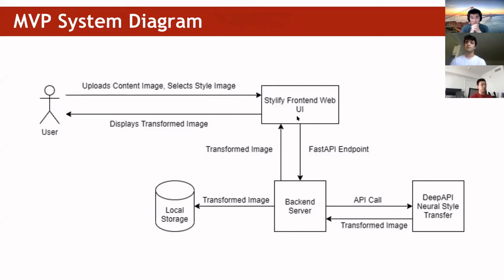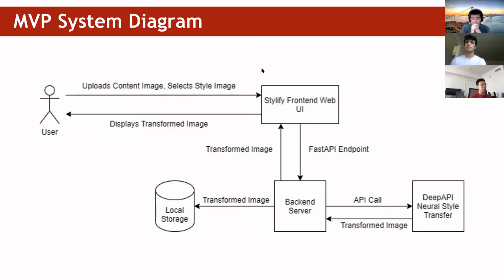And then every time you click the button on the UI to upload an image and choose a style, that's going to make a request to our backend server. And then the backend server is going to make an API call to the external neural style transfer API, and that's going to reply back the transformed image. And then the backend server is going to first store the transformed image into local storage, in this case, just our local file system, and then reply back to the front end with the transformed image, and the front end will then be able to show it.